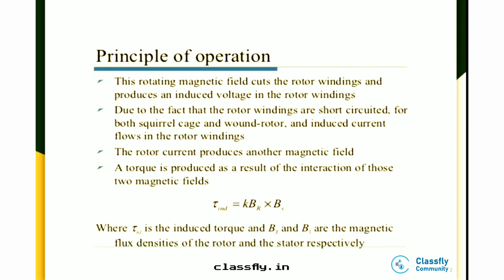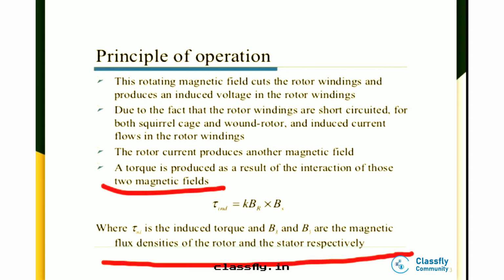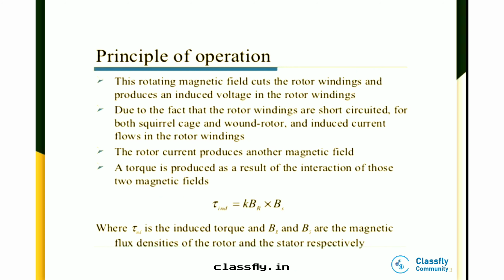Okay, and the fourth point says that a torque is produced due to the interaction between those two magnetic fields. That means the two magnetic fields, that are the flux densities of the rotor and the stator. That means Br is your rotor flux density and Bs is your stator flux density. So this is your induced EMF, and these 4 points are the principle of operation.